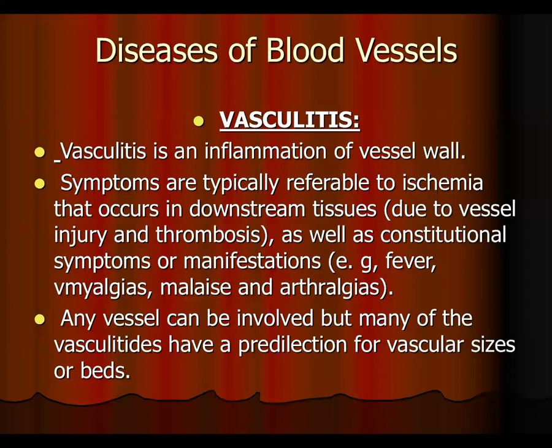So the symptoms are referable most probably to ischemia, and ischemia can also occur in the downstream tissues. They can also be caused, most probably, by thrombosis, due to some delayed injury within the vessel wall and by formation of thrombosis within the vessel lumen.